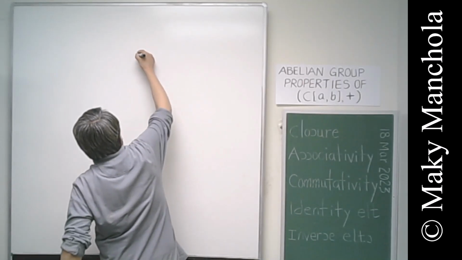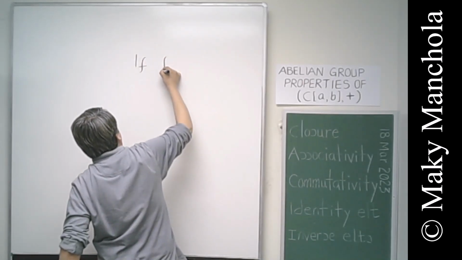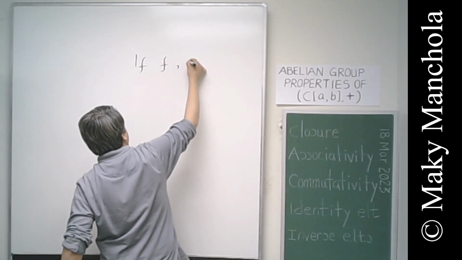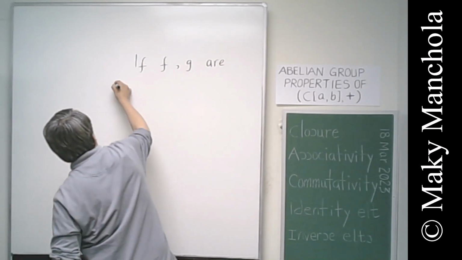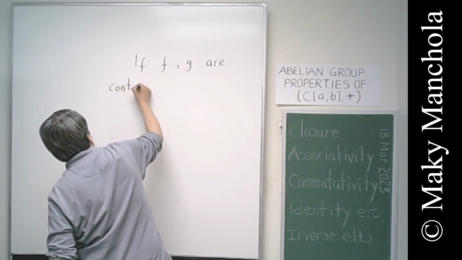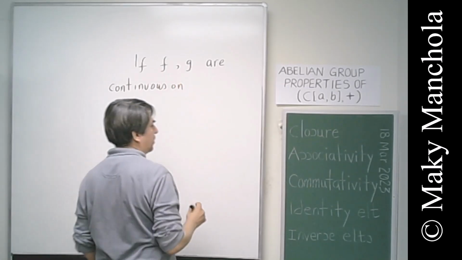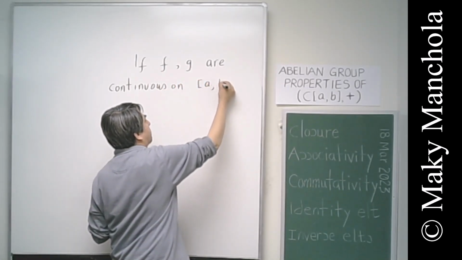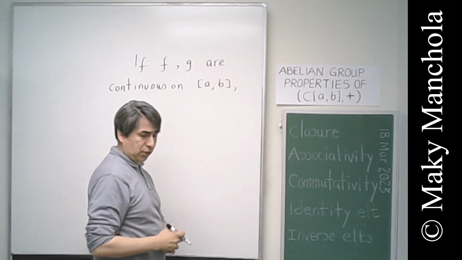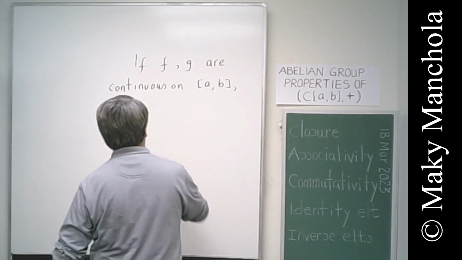It goes as follows. If functions f and g are continuous on the interval a to b inclusive, then their sum is also continuous on that same interval.